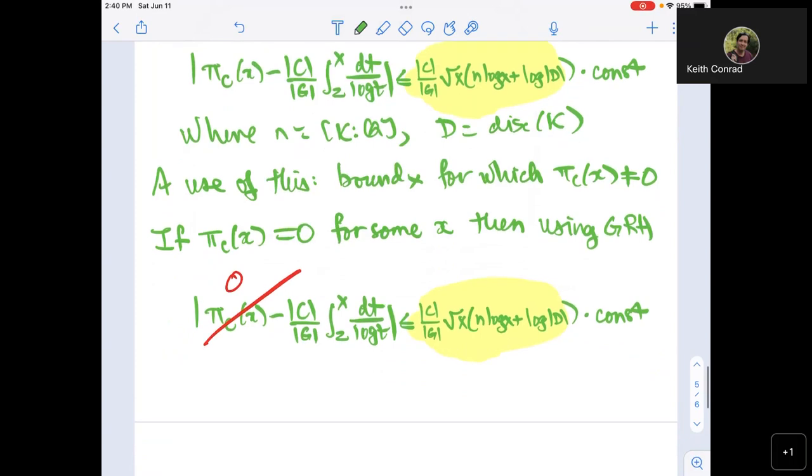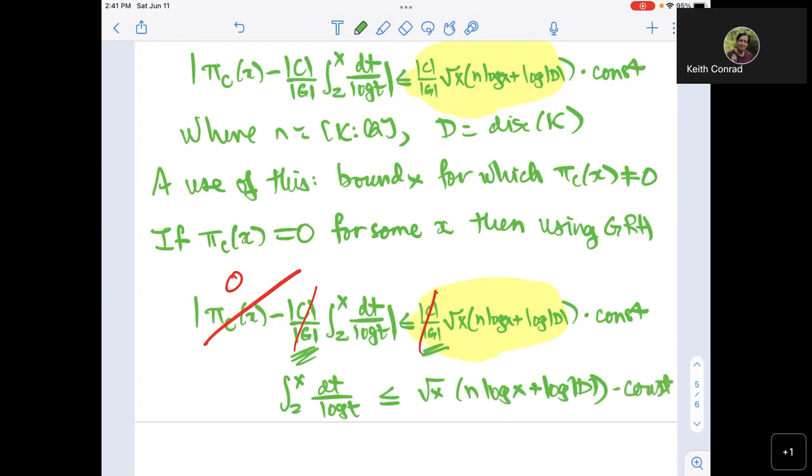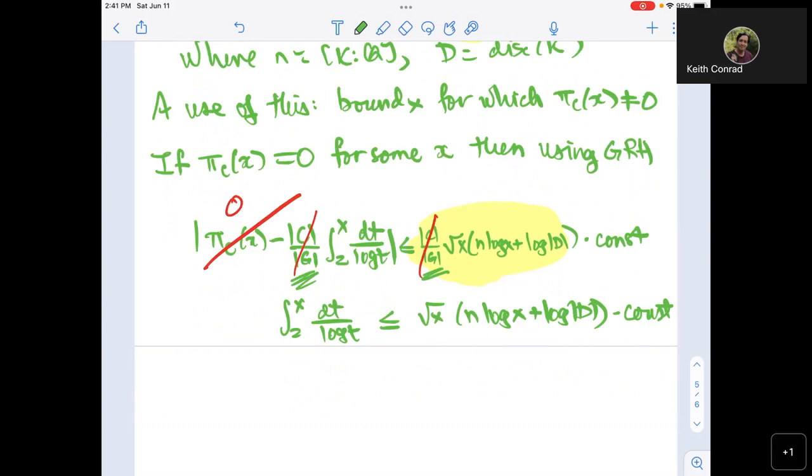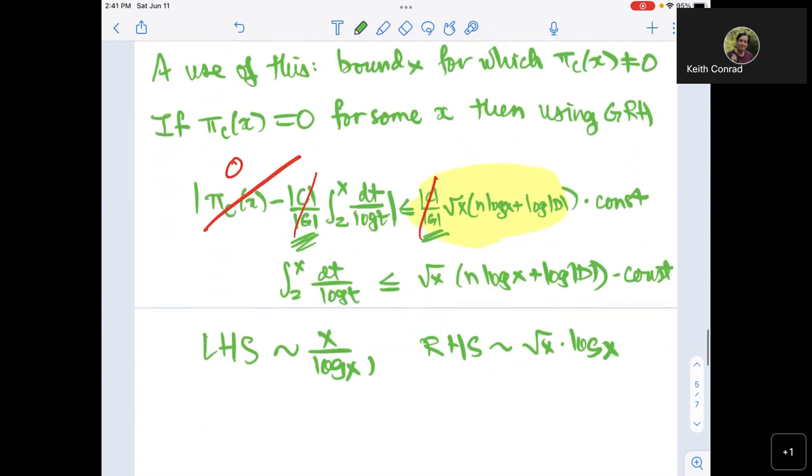And so then I have this term in both places, so I could cancel that. And so then what we get is that this integral is bounded by root x times n log x plus log absolute d, times a constant. And the point is the right side grows basically like root x times a slowly growing thing, log x, but the left-hand side basically grows like x over log x. And so the left side grows faster than the right side. So there's got to be a point where we get a contradiction for big enough x. And that will be the point at which pi_C(x) can no longer be zero. You must have met a prime below that x where that conjugacy class C is the Frobenius conjugacy class of that prime.